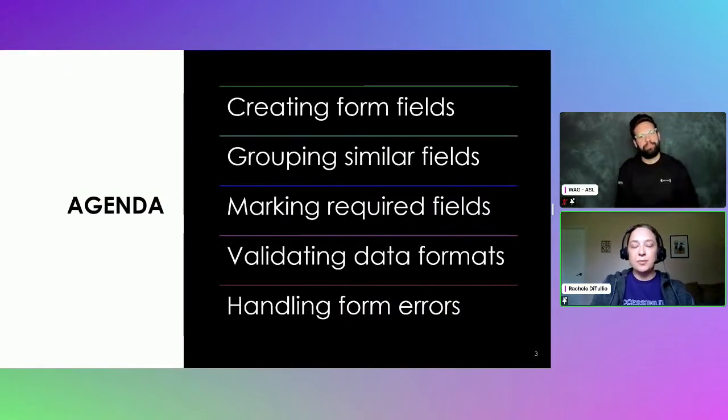So let me go over the agenda before we get into it. I've grouped the talk into about 5 sections. We'll start by talking about how to create form fields. Then we'll talk about requirements for grouping similar fields like checkboxes and radio buttons. Then we'll talk about marking required fields and optional fields. We'll talk a little bit about HTML ways that you can validate certain data formats like dates. And then we will talk about handling form errors when invalid information is entered.